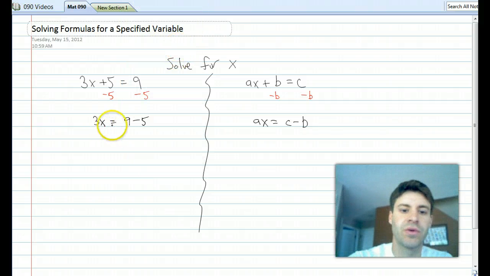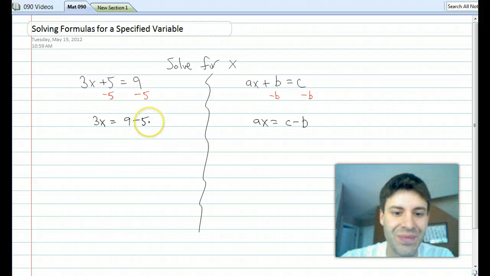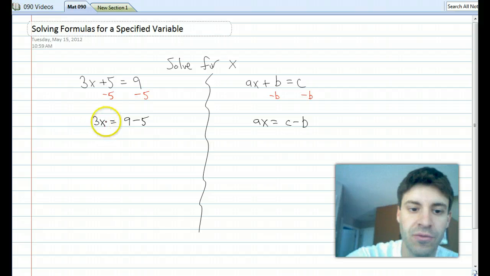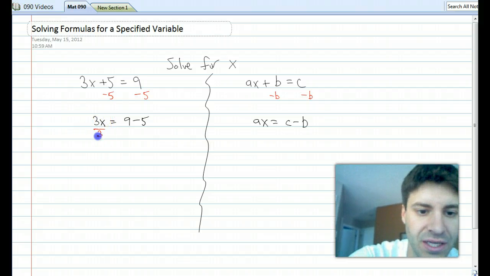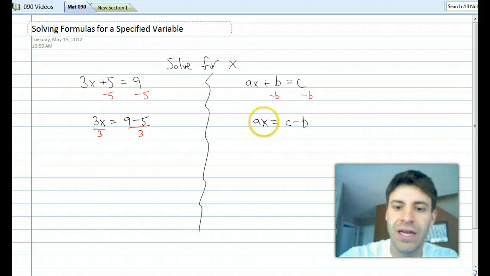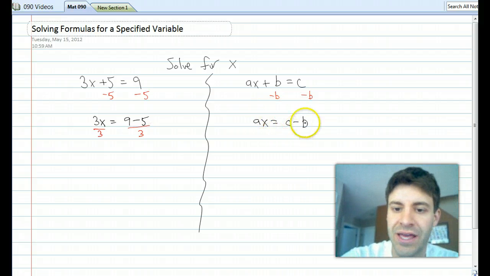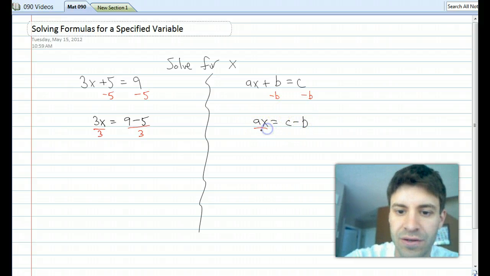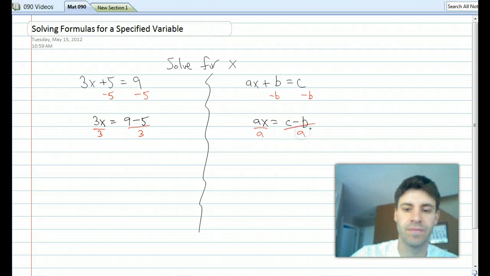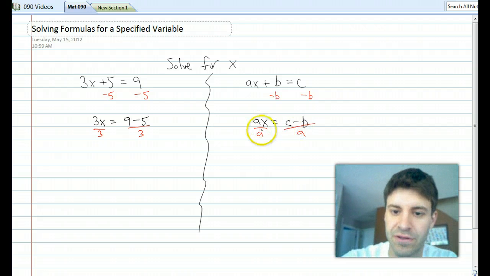If we're solving this 3x equals 9 minus 5, the next thing that we do is we're going to divide both sides of the equation by 3. To get x by itself, you divide both sides of the equation by 3. Well, to get x by itself with this ax plus b equals c equation, we're going to do the same thing. We're going to divide not by 3, but by a on both sides of the equation. To get x by itself, we have to divide by a.